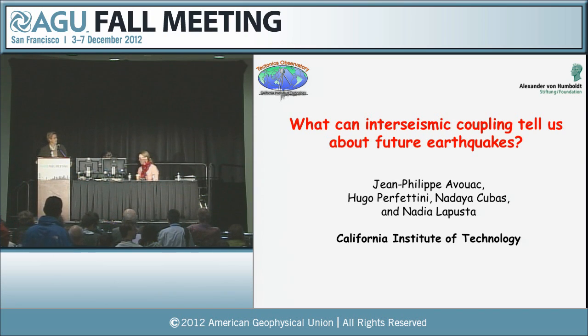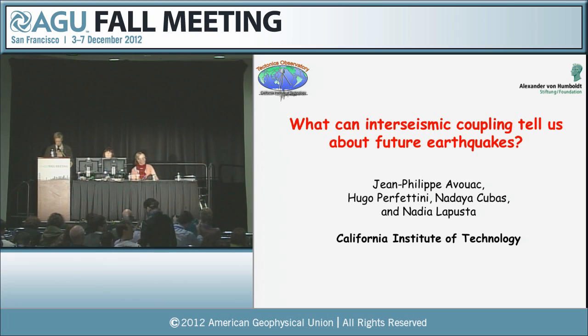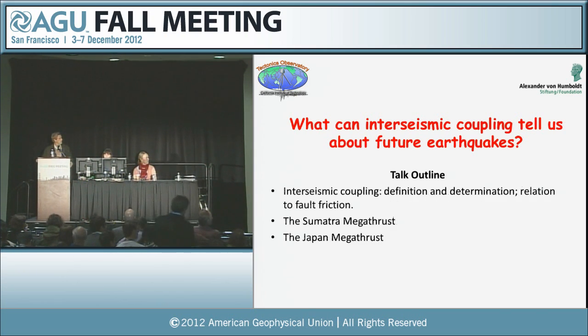Okay, so good morning, everybody. Today I'm going to discuss how interseismic coupling relates to ruptures during large earthquakes on megathrusts. I will start with recalling the definition of interseismic coupling. Then I will move to discuss two examples, the Sumatra Megathrust and the Japan Megathrust. And in both cases, I will resort to dynamic modeling to see how we can make sense of the observations.